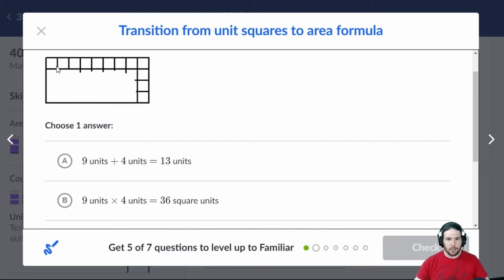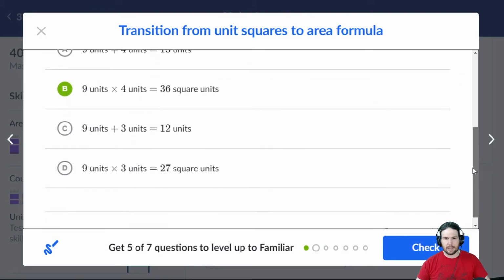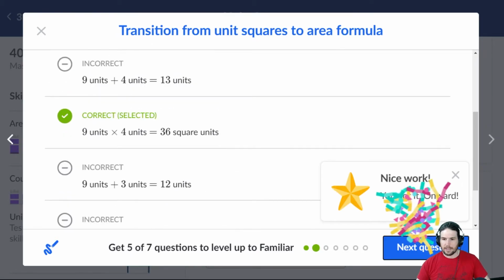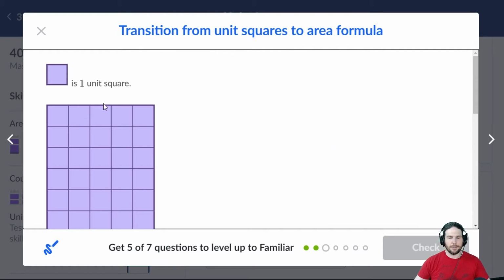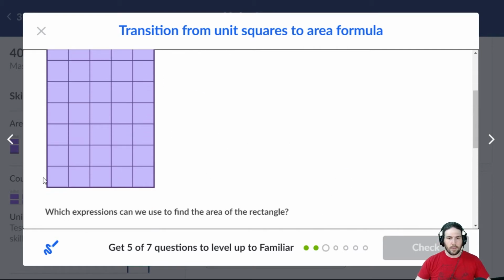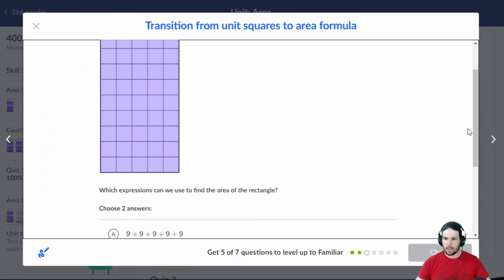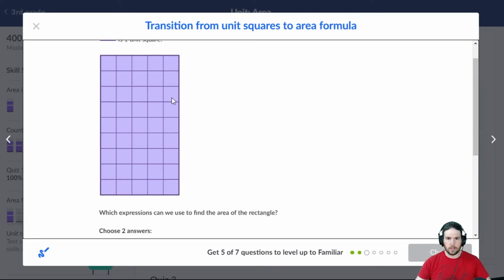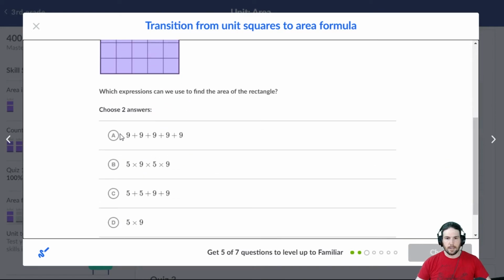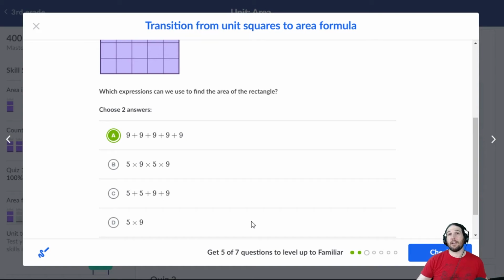Absolutely unconscionable. 1, 2, 3, 4, 5, 6, 7, 8, 9 by 4. So that's 9 times 4 is 36. Awful. That is 5 by... how much? 1, 2, 3, 4, 5, 6, 7, 8, 9. That's 5 by 9. So we could either add 9 to itself 5 times.